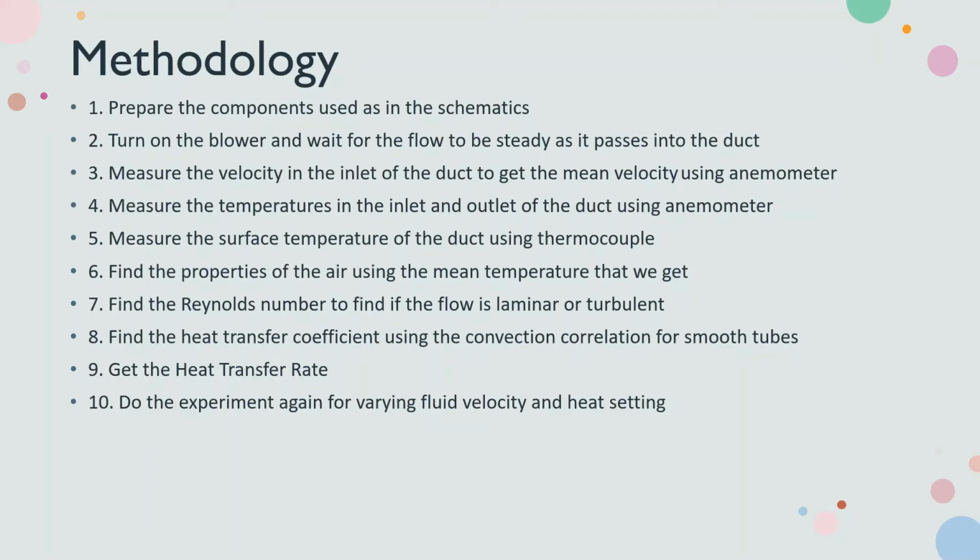Then after that, we need to find the Reynolds number to find if the flow is laminar or turbulent, or in this case, in our experiment, it will be turbulent. And then we find the heat transfer coefficient using the convection correlation for smooth tubes. And then after that, we get the heat transfer rate, and then we do the experiment again for varying fluid velocity and heat settings.